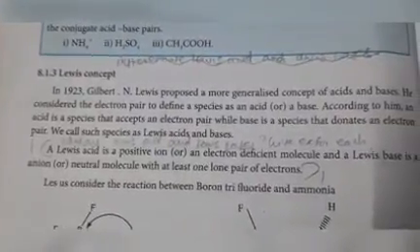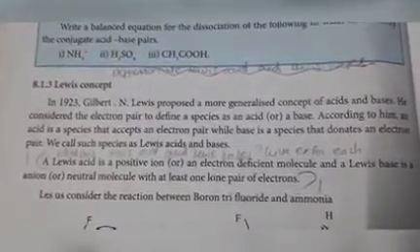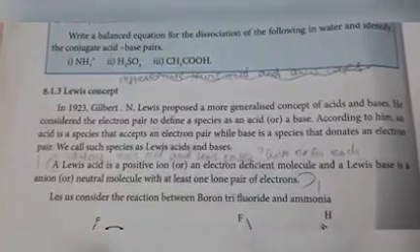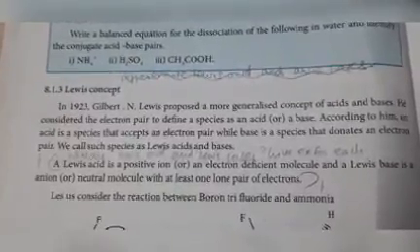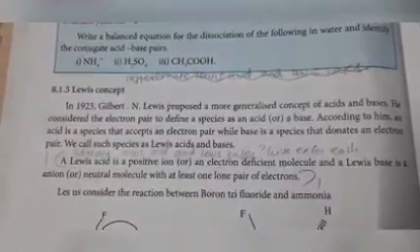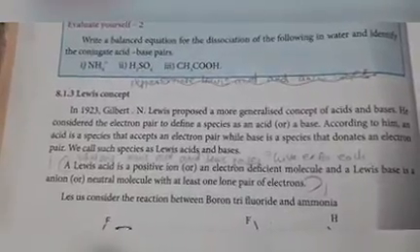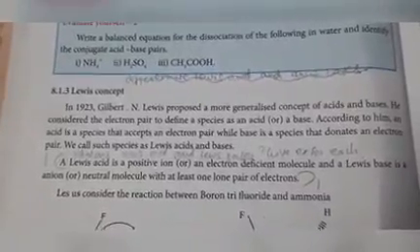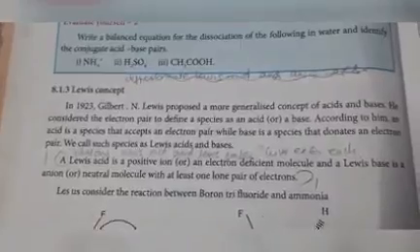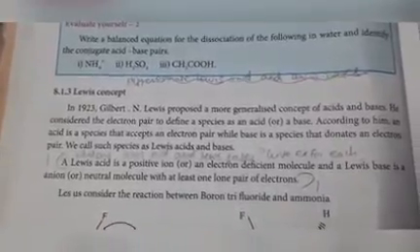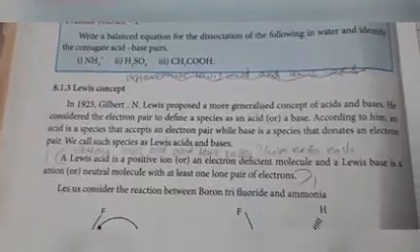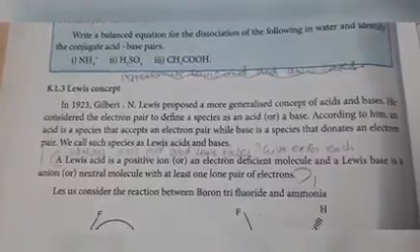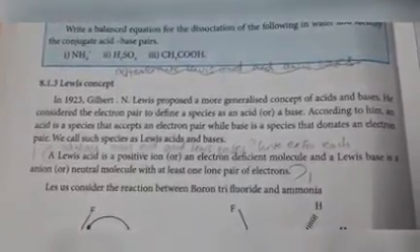According to the Lewis concept, an acid accepts an electron pair and a base donates an electron pair. That was already given in the first paragraph. Lewis proposed a more generalized concept of acids and bases. He considered the electron pair to define a species as an acid or base. According to him, an acid is a species that accepts an electron pair, and a base donates an electron pair.